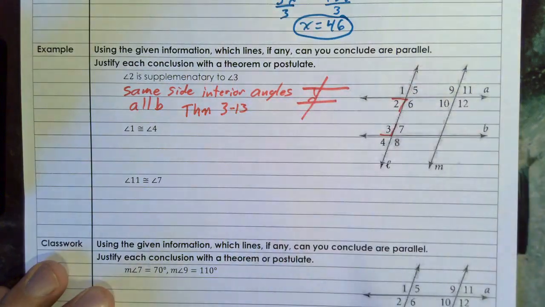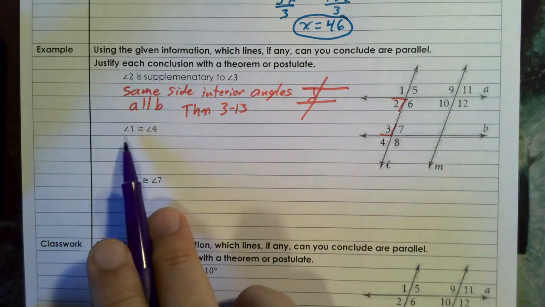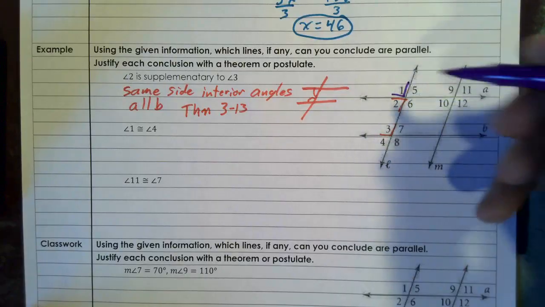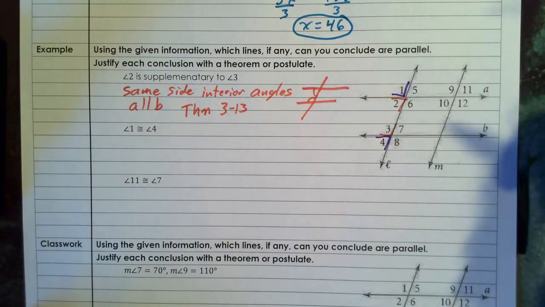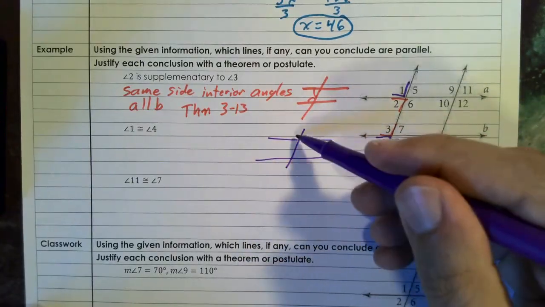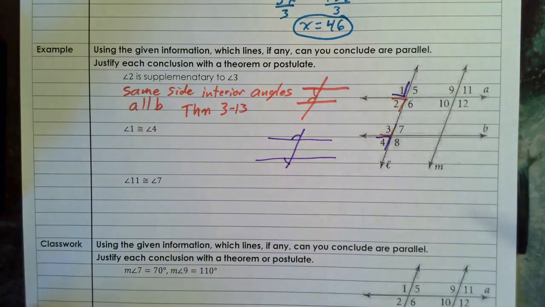This next example is saying that 1 and 4 are congruent. So here's angle 1 and here's angle 4. So that seems to be using those same lines that we had before, but now we're talking about those outside ones. So they're same side exterior angles.